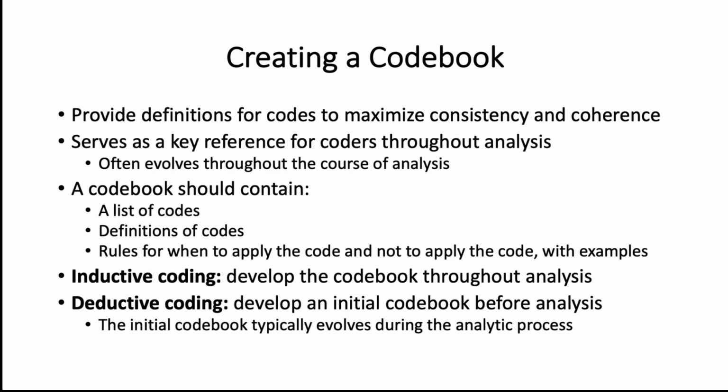And so when you are coding inductively, you're developing a code book as you go along. You are identifying codes as you go along, and you are keeping a repository of them throughout the process. When you are using deductive coding, you're developing the initial code book before analysis even begins. So again, you are thinking about the ideas that you expect to see from your data, and then you're looking for those ideas when you start the process.